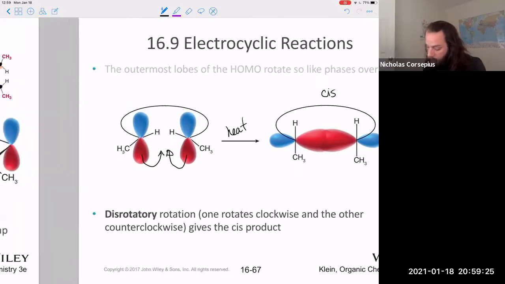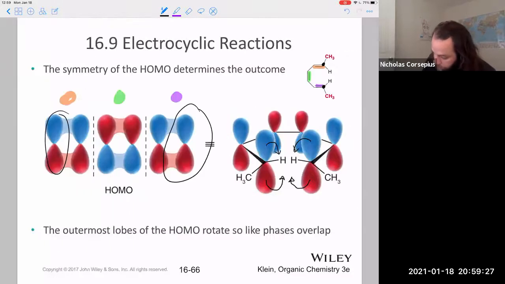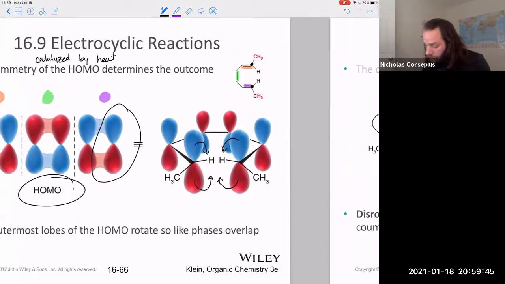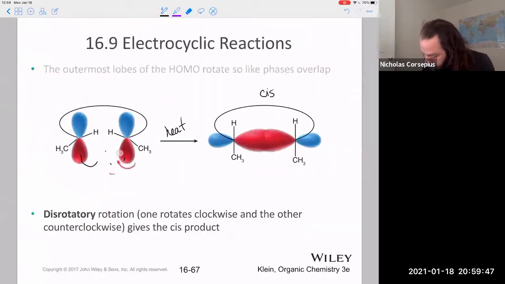I should write this on here as well. This is catalyzed by heat. You start out with your electrons in the HOMO, the highest occupied molecular orbital. The outermost p orbitals are in phase, and so they have to rotate. And what we call this type of rotation, when they have to rotate one clockwise and one counterclockwise, is called disrotatory.